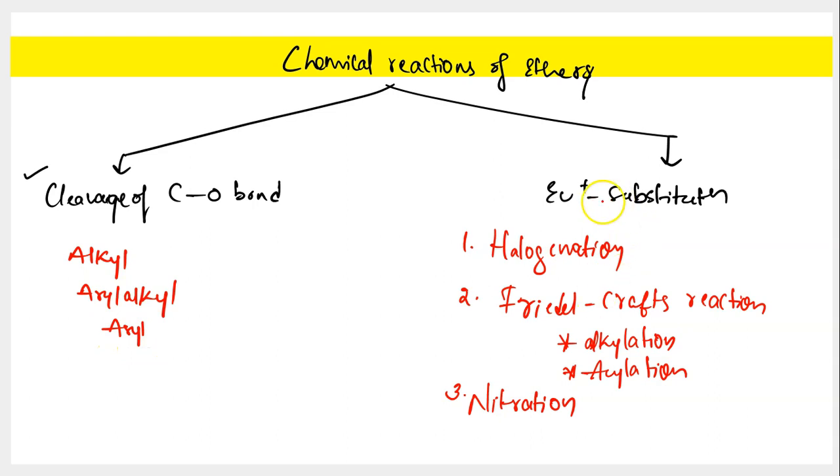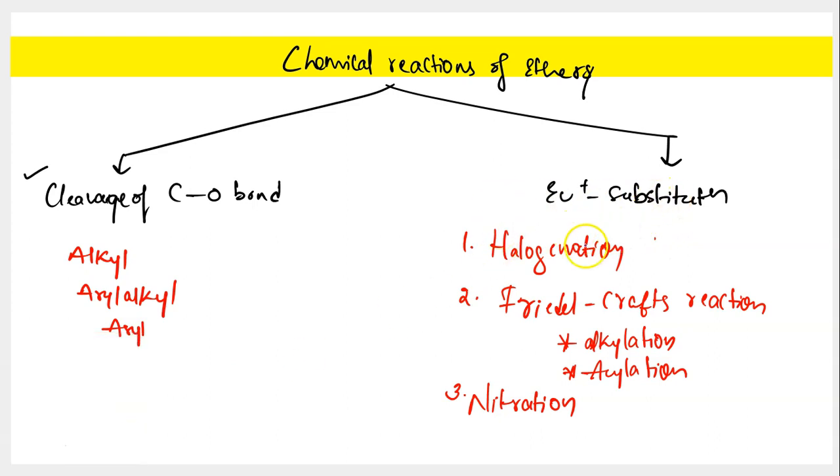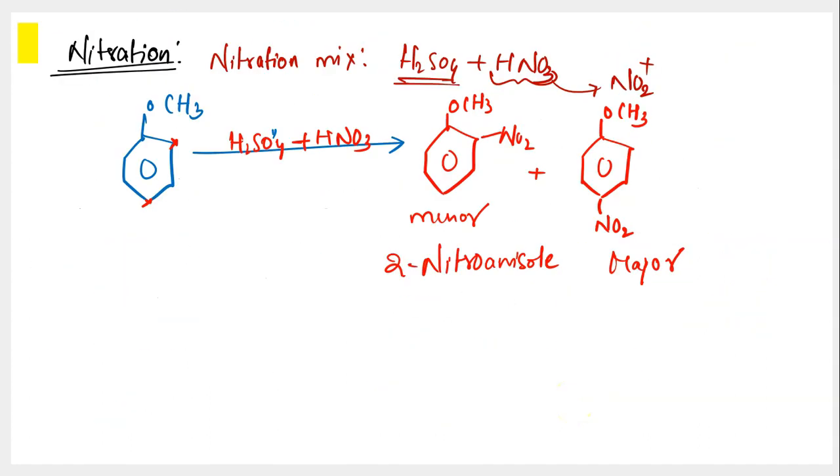But otherwise, the second type of chemical reaction, which is nothing but electrophilic substitution, is exhibited only by aryl alkyl ethers, or at least aryl ethers. Alright, so electrophilic substitution is observed only in such ethers which contain at least one aryl group with them. And there are three different types of electrophilic substitutions: halogenation, Friedel-Crafts reaction, and nitration. We discussed all of these chemical reactions with the help of examples.